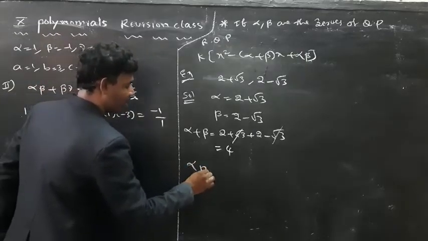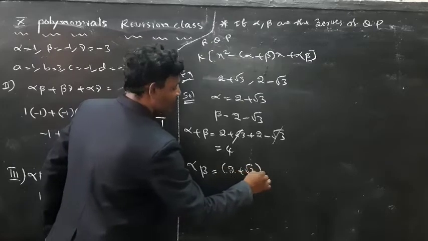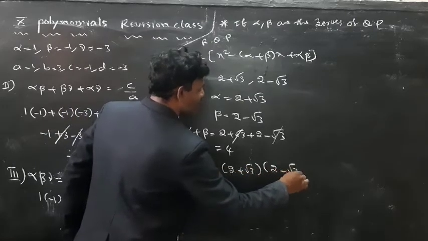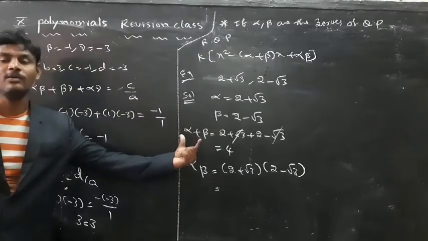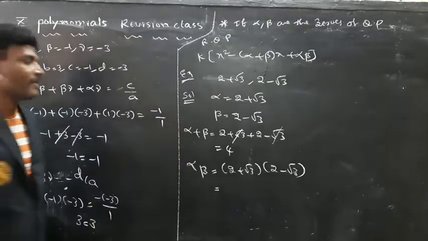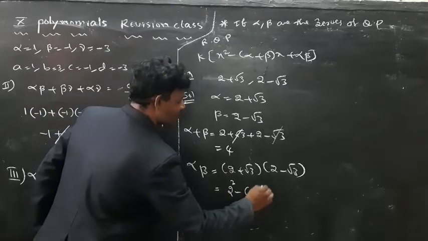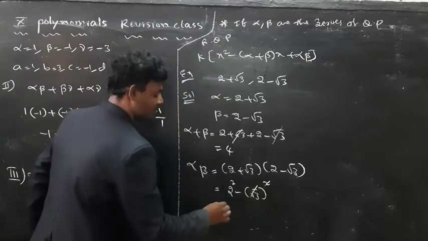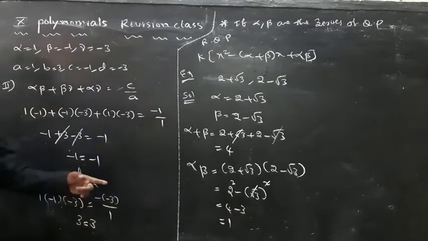Similarly, what do you need? Alpha beta. Alpha beta means 2 plus root 3 into 2 minus root 3. It is in the form of a plus b into a minus b. What is the formula? a square minus b square. a square means 2 square, minus b square means root 3 whole square. Square and root cancel. So it is 4 minus 3 is equal to 1. So the value of alpha beta is 1.